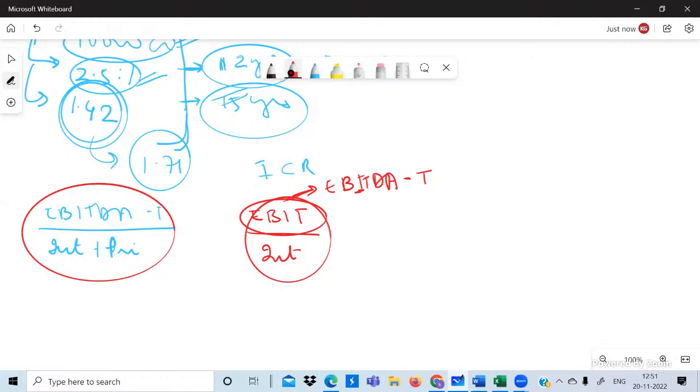But then again, if I'm not wrong, in your notes and your async content, it's given as EBIT upon interest. So stick to that as far as exams are concerned. In real life, technically, you should be taking EBITDA minus tax in the numerator. The denominator will be the same, which is interest.